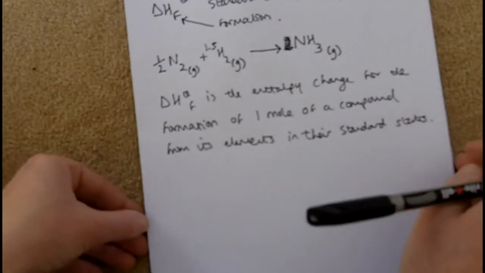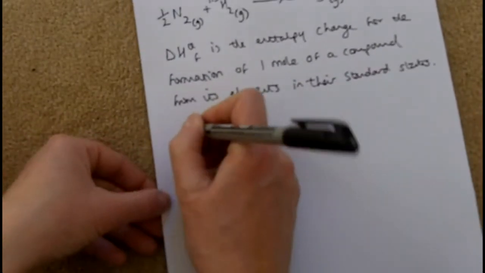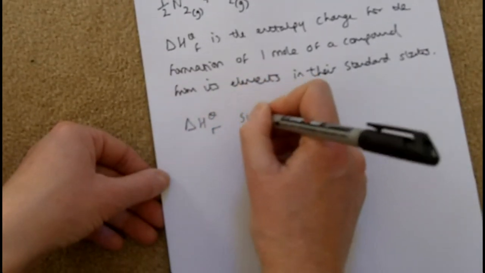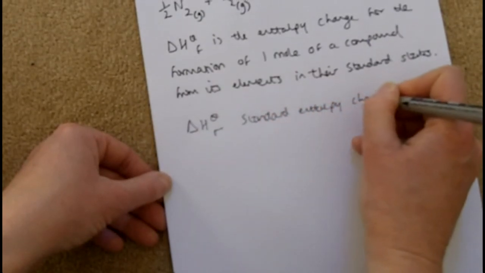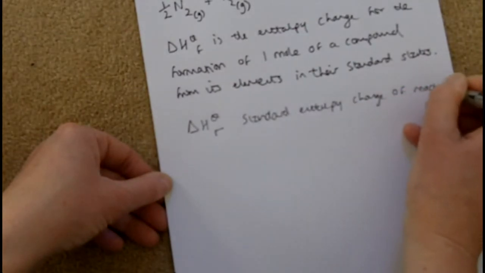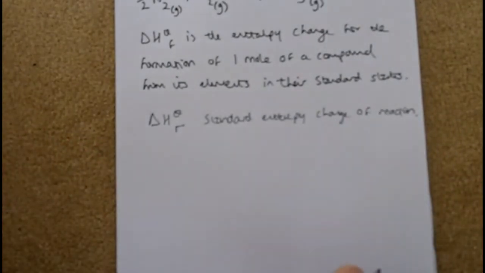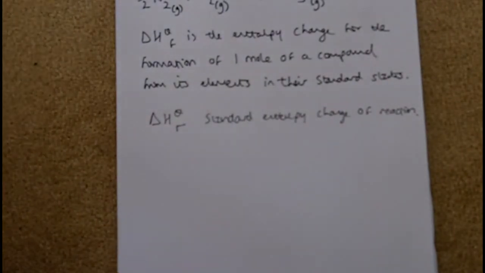Okay, and the last standard enthalpy change you need to know is the standard enthalpy change of reaction. So there's 3 you need to know. There's combustion, formation, and the last one is reaction. Now this is just for any reaction. So formation is specifically for forming a compound. Combustion is specifically for combusting a compound. This is for any reaction.